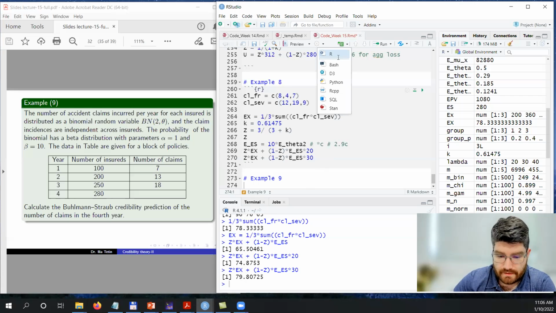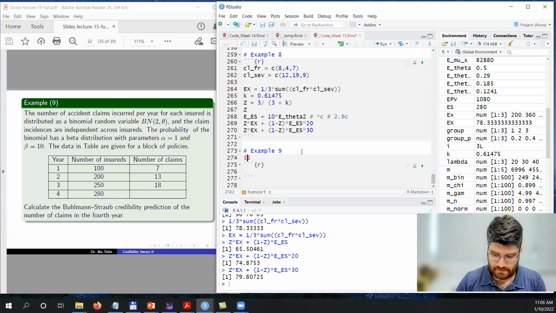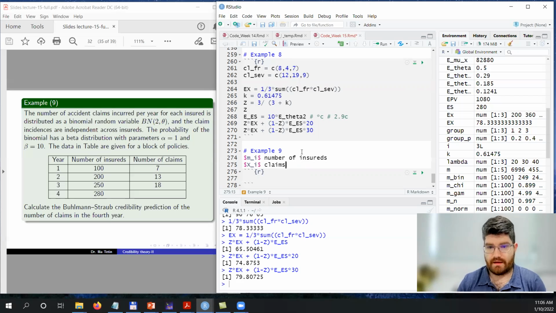Okay. First of all, let mi be the number of insureds. Let's then let xi be the claims per insured.